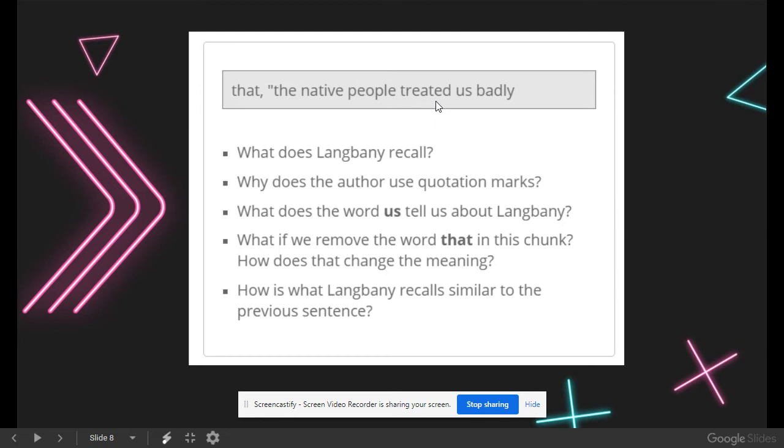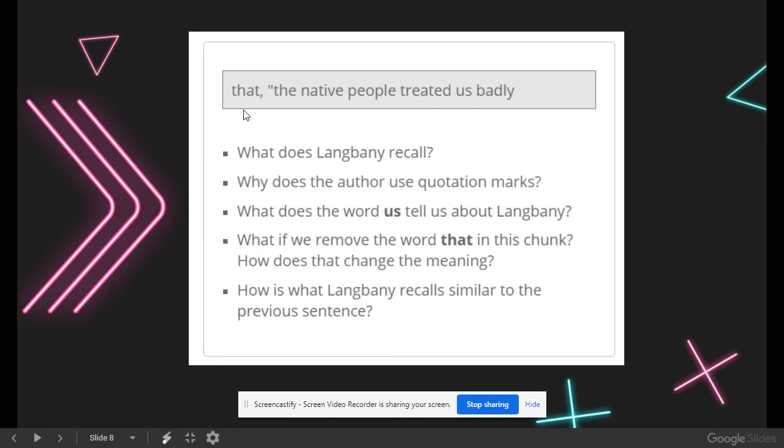So in the model essay, this piece of evidence is for the Kakuma refugee camp. The writer is giving us evidence about the refugees' experiences, specifically in the Kakuma refugee camp. So this piece of evidence is what Langbanny remembers from his treatment in the refugee camp. Of course, he uses quotation marks because it's quoting accurately from the text.